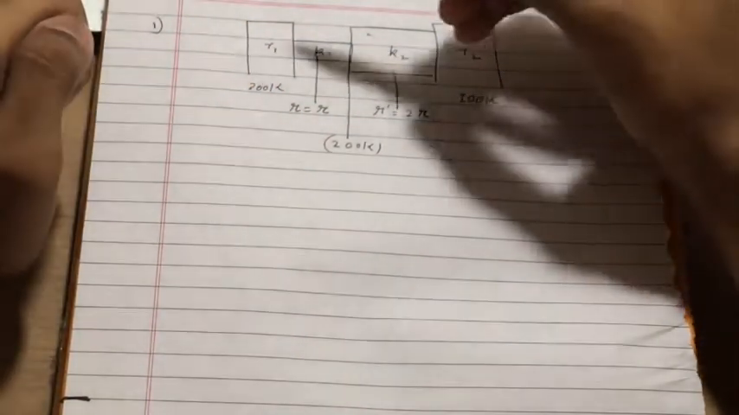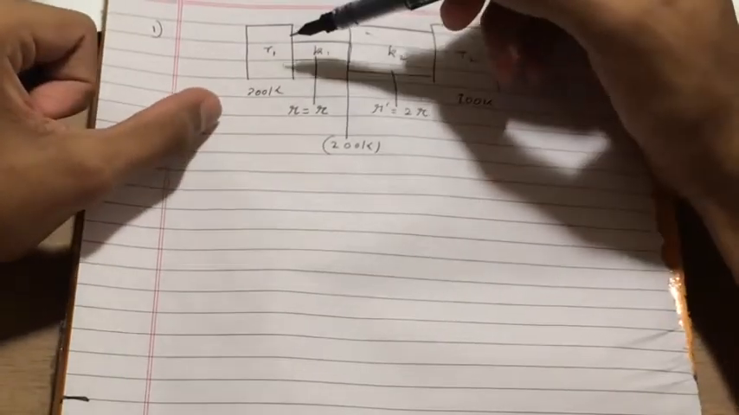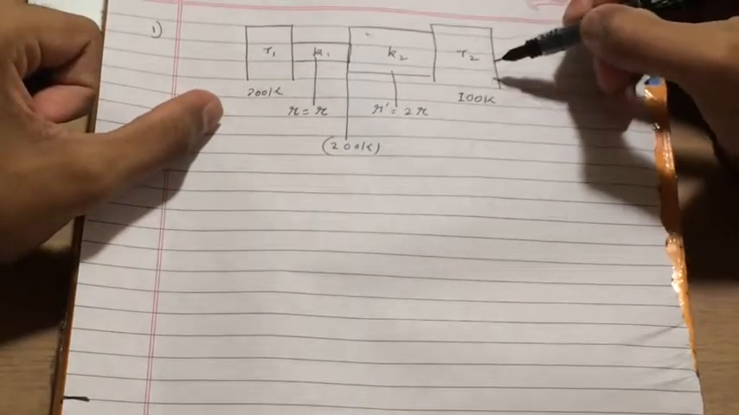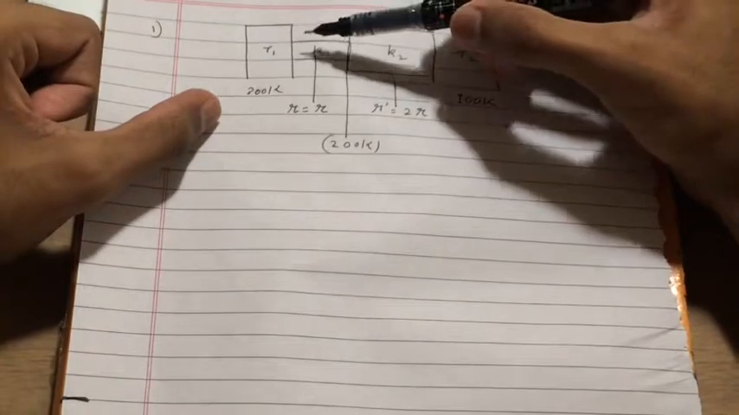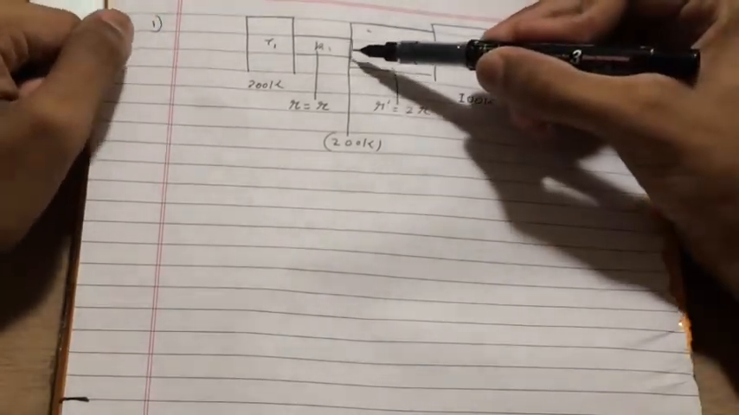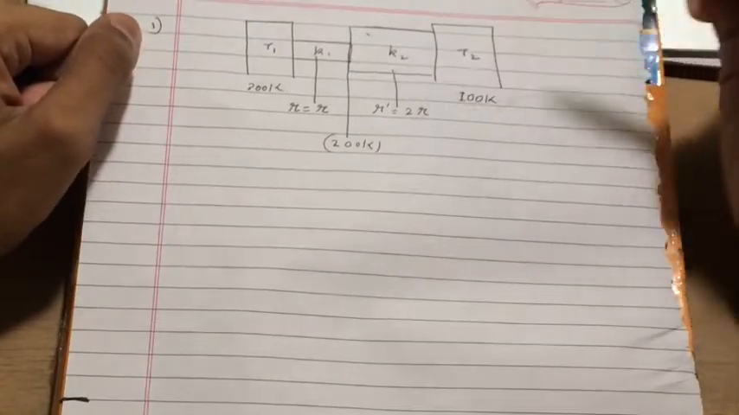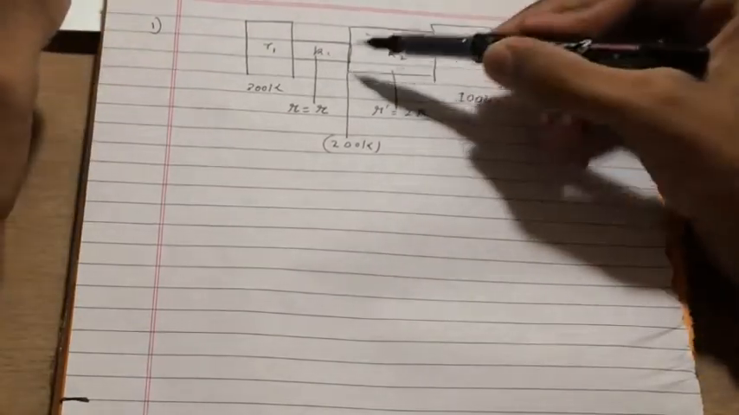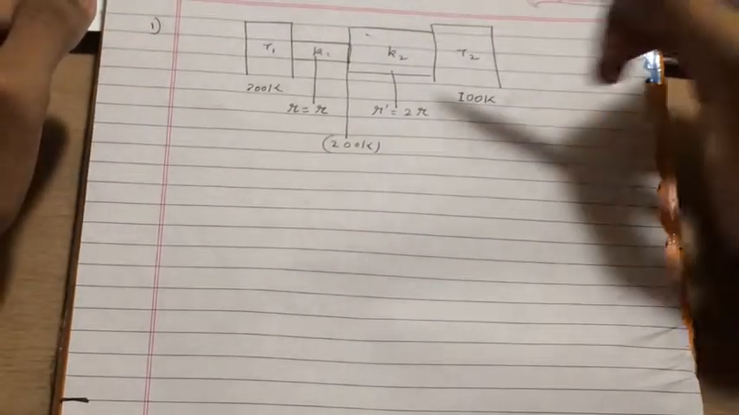The first question says that there are two heat baths, and this one is at 300 Kelvin, this one is at 100 Kelvin, and there are two conductors of conductivity K1 and K2, and the temperature at the junction is given. What we need to find is the ratio between K1 and K2. So we will simply apply the heat current formula.